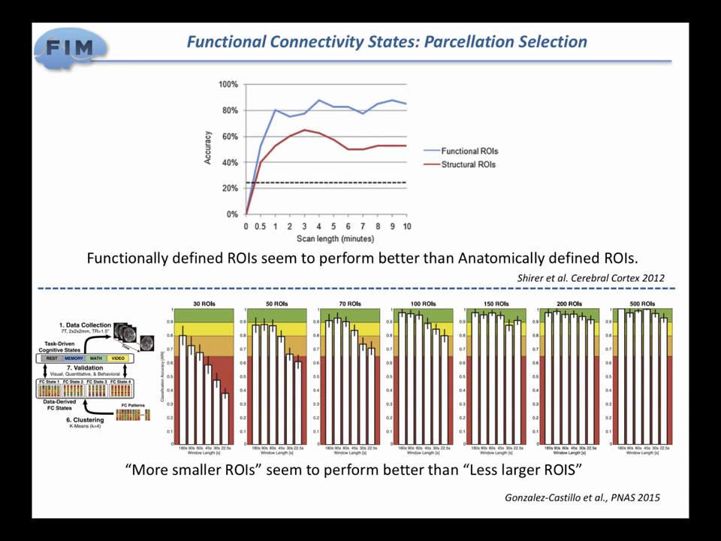You can subdivide the brain in 100 ROIs, in 200, in 500. So it allows us to play with this. I'm not saying it's the best parcellation, but we've used it in several studies.